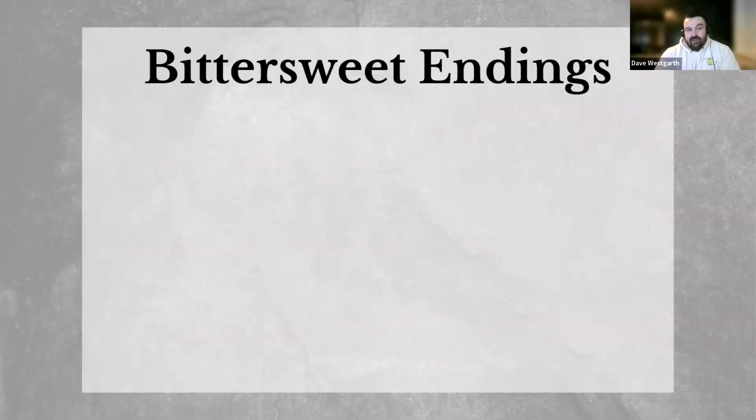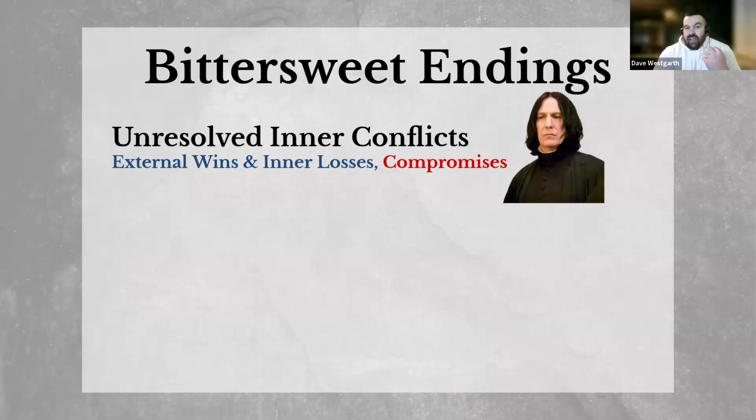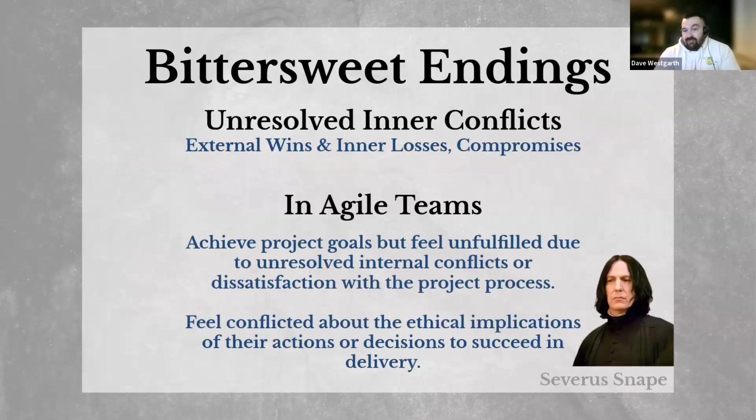The next category I want to talk about is bittersweet endings. Remember, in a bittersweet ending, we get what we want, but that's typically at the expense of what we needed to get. In movies, we can think of things like unresolved inner conflicts, external wins and inner losses, and compromises that we have to make. Snape's a great example of this, sacrificing his love for Harry Potter's mother in service of protecting him.